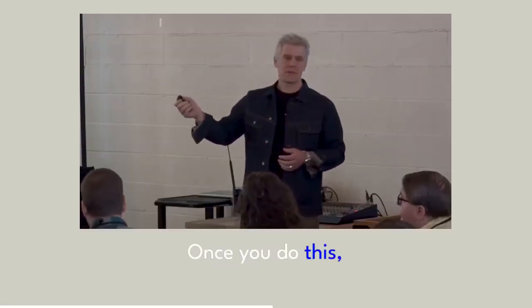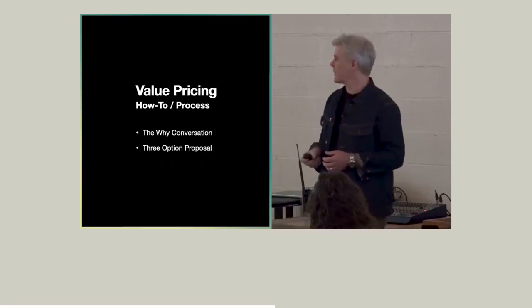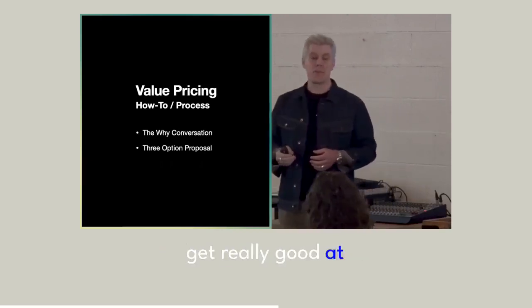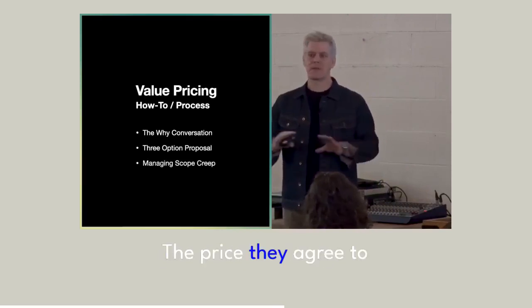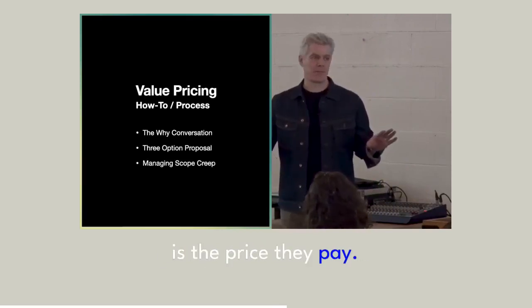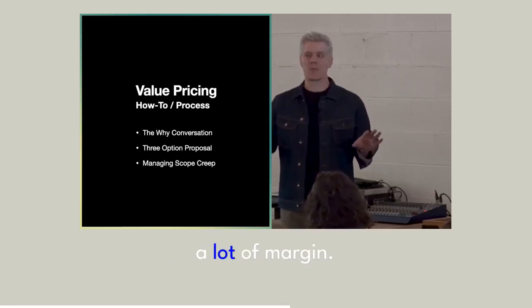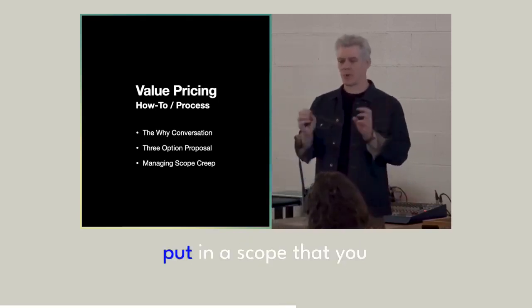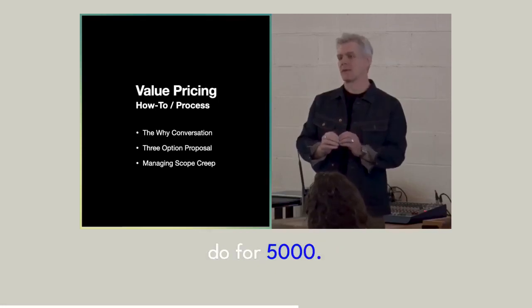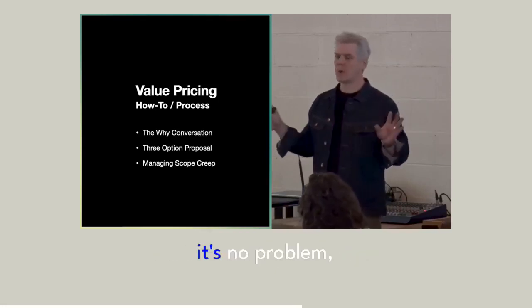Once you do this, if you close the deal, you're going to need to get really good at managing scope creep. In my world, there's no change orders. The price they agree to is the price they pay. So you need to build in a lot of margin. That's why I said if the price is $10,000, put in a scope that you would do for $5,000. And then when there are changes, it's no problem.